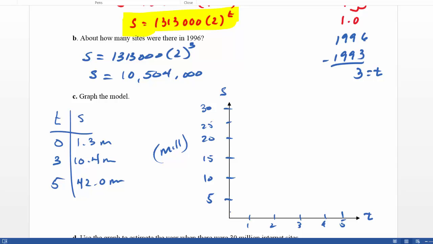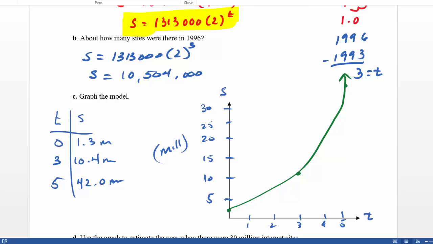And so if you look, our first point is 0, roughly a million, and that's telling me in year 1993 we had 1.3 million. 3 years out we had a little over 10 million. 5 years out we were a pretty good ways up there, and you can see that follows my exponential growth model pretty decently. So you're just going to have to get comfortable scaling your own graph there.